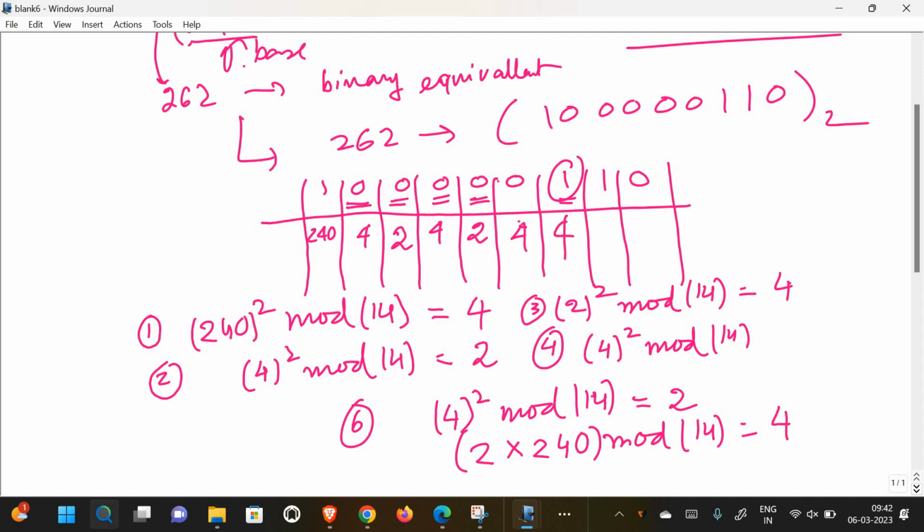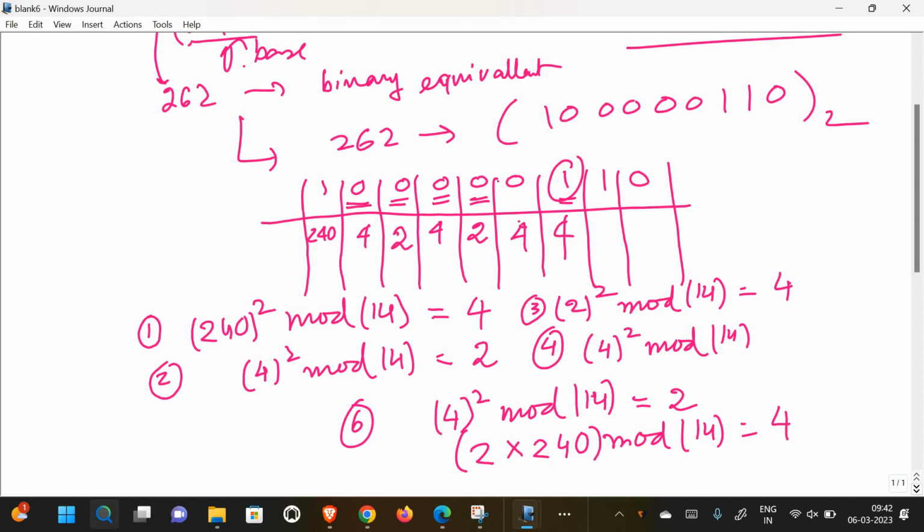Again, for all the zeros, we don't have anything to do, only the squaring is enough. But when there is a 1 for the binary bit, we have to do a square operation. Whatever output you are getting, multiply that with the base. The base for this, for example, is 240. So 2 into 240 mod of 14. Whatever the answer, 4, you replace it. Same will go here. Here also there is a 1. So it will be 4 square mod 14 equals 2. Then again you get 2 multiplied by the base, so this will again be 4. That you do with the next one.